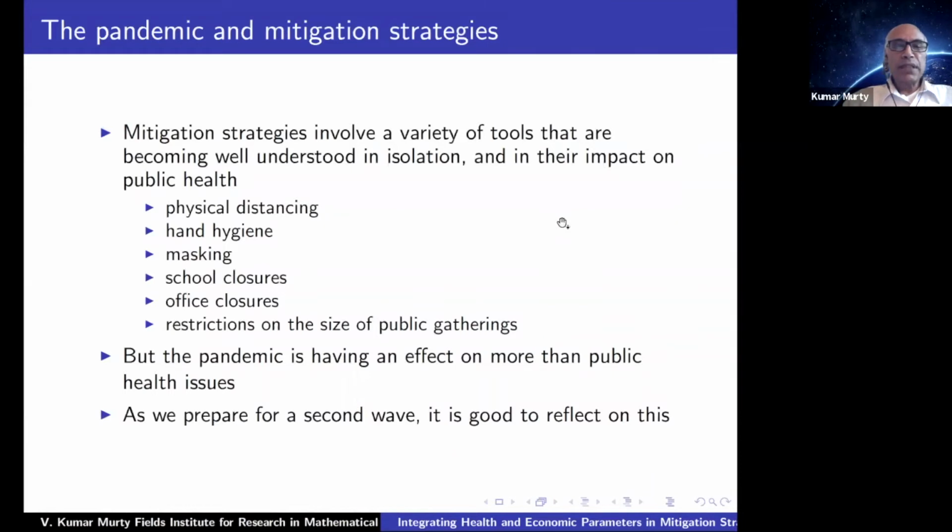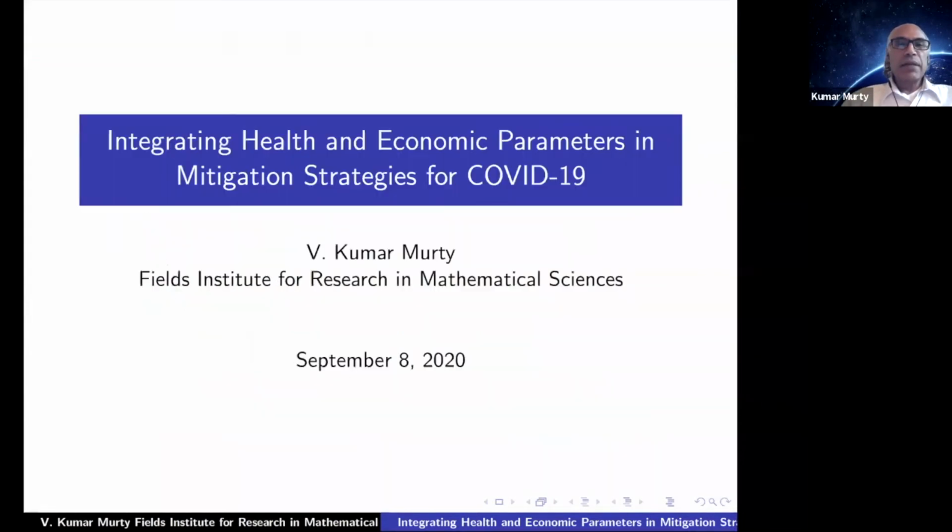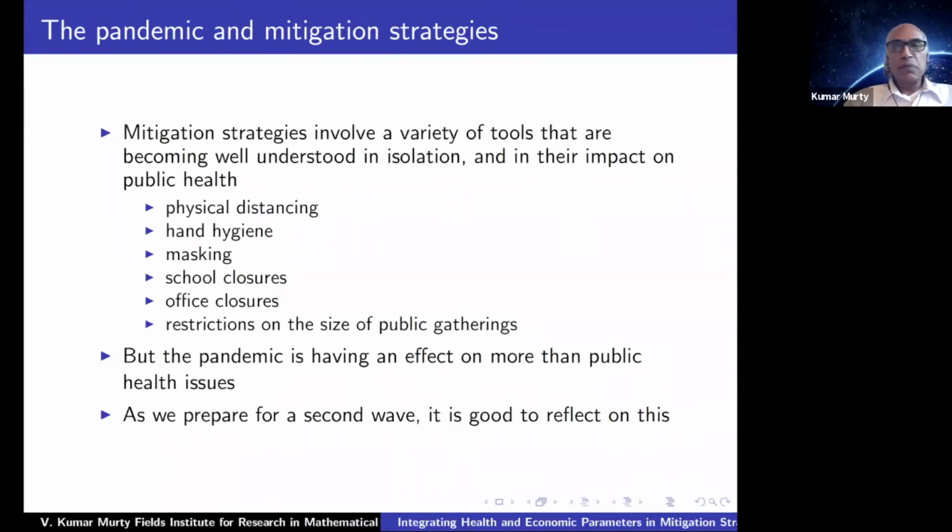So when we talk about mitigation strategies, there are a bunch of tools that we are now using and that have become well understood. People and governments around the world are using these tools, such as physical distancing, hand hygiene, masking, that is the use of some sort of face covering, closures of schools, closures of offices, also closures of other retail or recreational facilities, and restrictions on the sizes of public gatherings. So these are the tools that policymakers are using to try to mitigate the transmission of the virus.